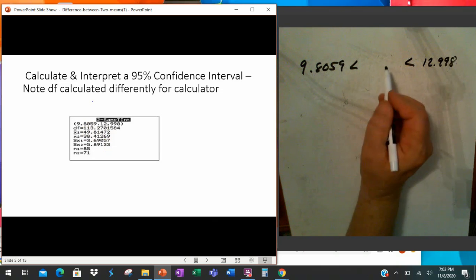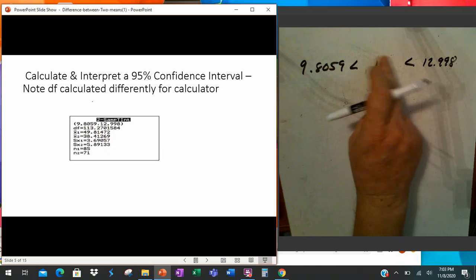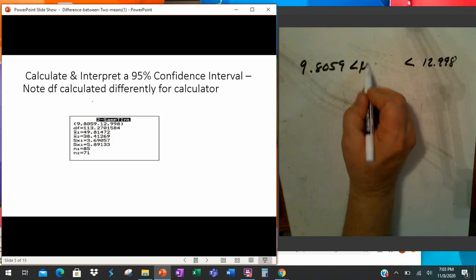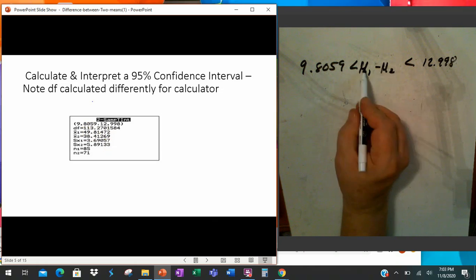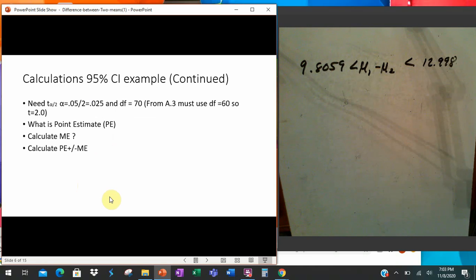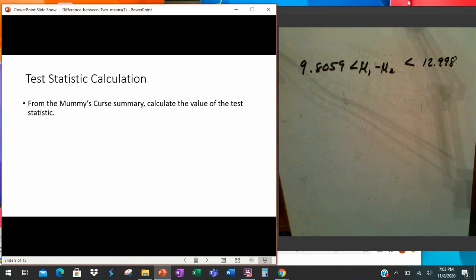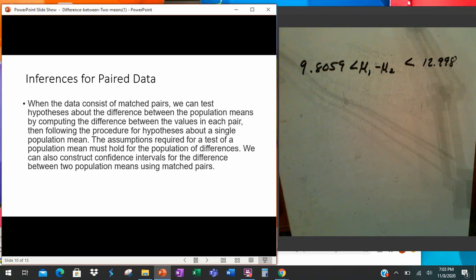And when I wrote my solution here, I used the symbol mu, and this really should have been mu1 minus mu2, the difference between these two population means. I just want to clean that up. I just got ahead of myself a little bit. Okay, so let's continue on. We went through all of these. Here was our mummy's curse that we looked at, and we failed to reject H0 on those.